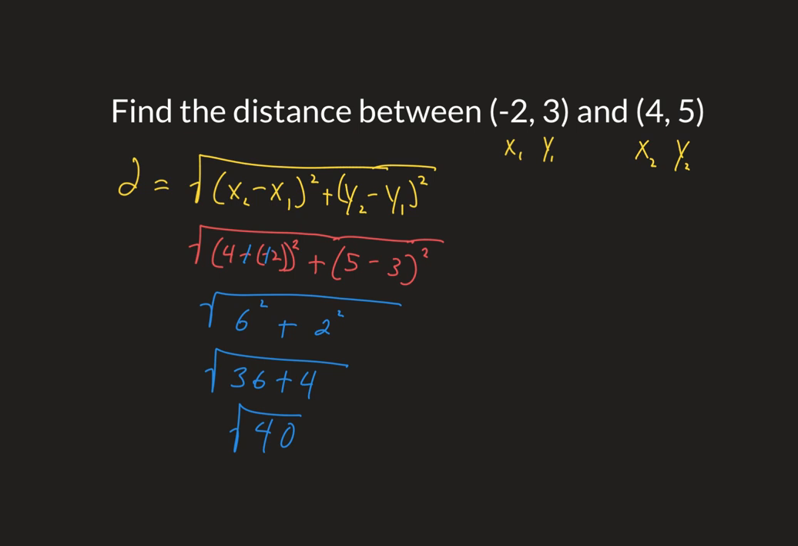And if I want the exact answer, I would have to simplify the radical. So the biggest perfect square that goes into 40 is 4. 4 times 10, which means as an exact answer in reduced radical form, it would be 2 square roots of 10. Or as a decimal, it would be 6.325.